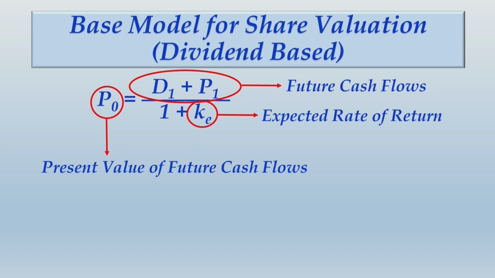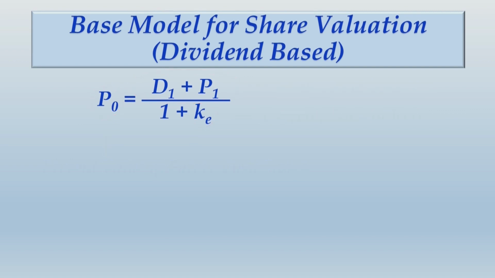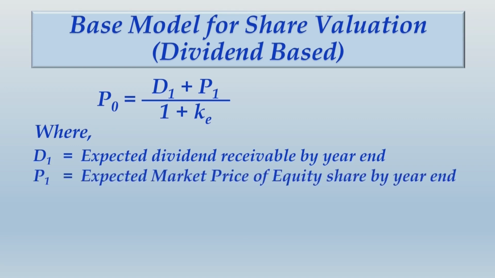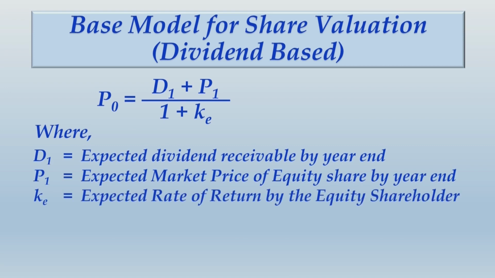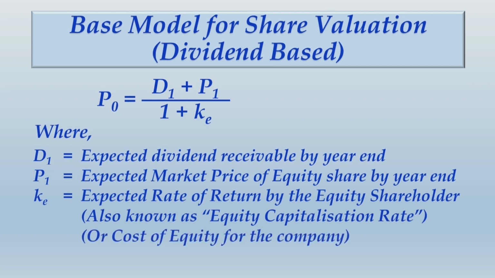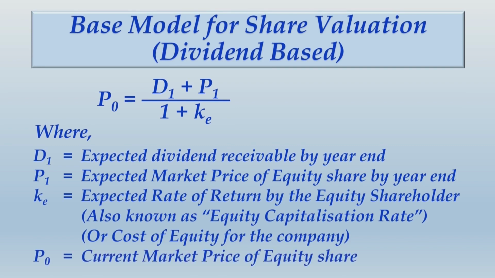Alright friends, after writing up this, I would want you to even write up the definition of all these variables, where D1 equals to expected dividend receivable by year end, P1 will be the expected market price of equity share by year end, KE is the expected rate of return by equity shareholder, also known as equity capitalization rate or cost of equity for the company. And P0, what you have found at the end, is the current market price of equity share. So note down the meaning of these variables and then we move ahead.